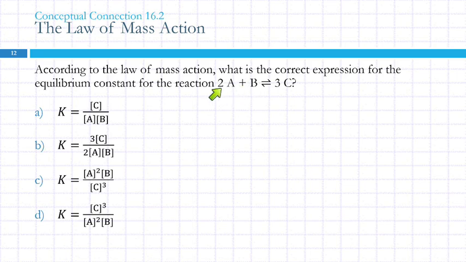Okay, so we've got this reaction, 2A plus B in equilibrium with 3C. Which of these would be the correct equilibrium constant? D. Yep. So we've got the concentration of C cubed, products over reactants, and in the denominator the concentration of A squared times the concentration of B. Any questions?